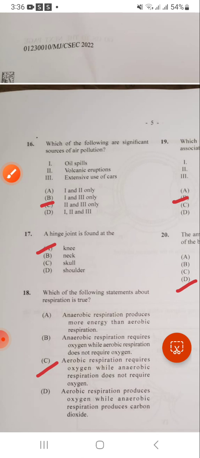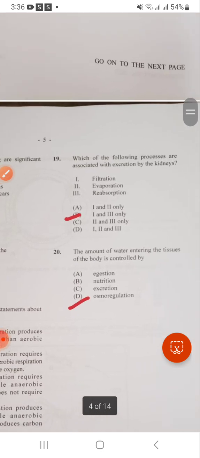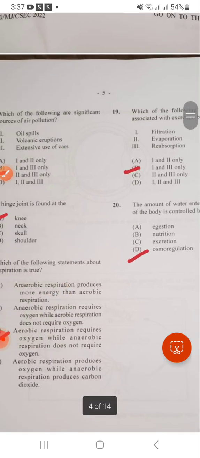Question number 18. Which of the following statements about respiration is true? The answer is C. Aerobic respiration requires oxygen, while anaerobic respiration does not require oxygen. Question number 19. Which of the following processes are associated with excretion by the kidney? And those are filtration and reabsorption. 1 and 3 only, that is B. Question number 20. The amount of water entering the tissues of the body is controlled by osmoregulation. D.